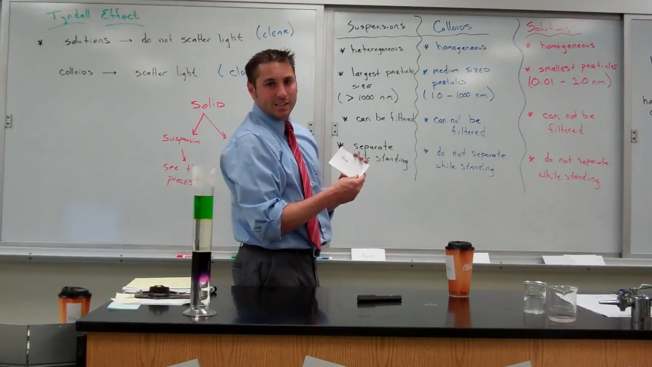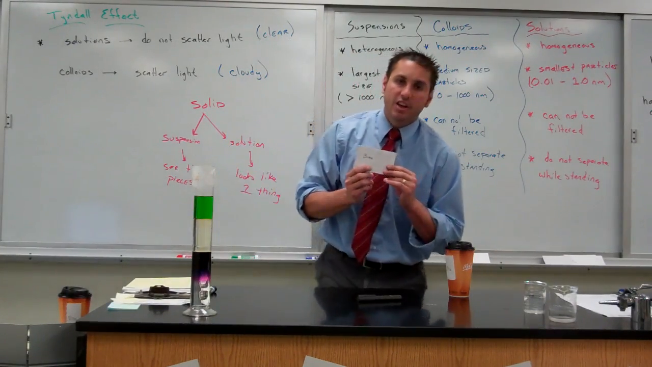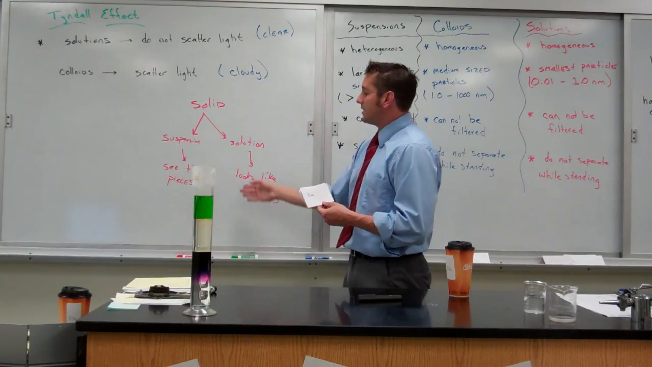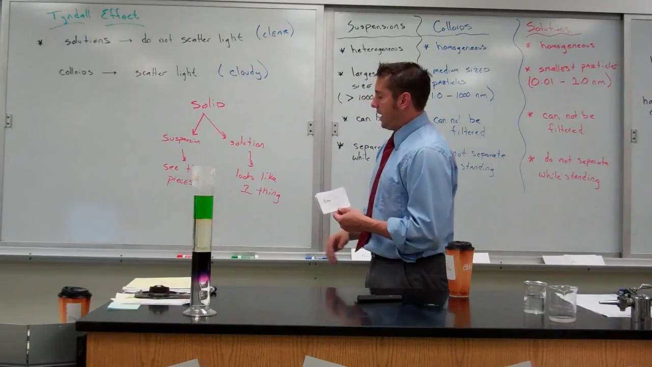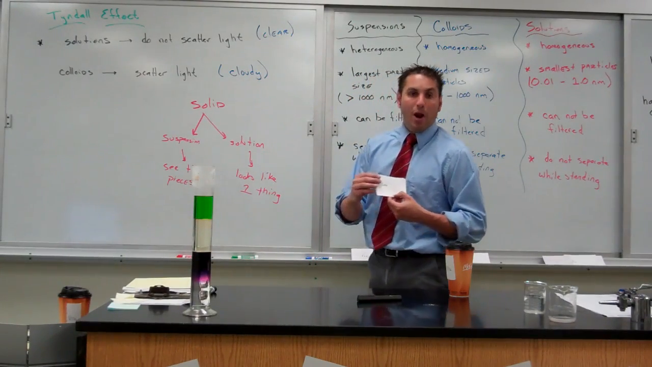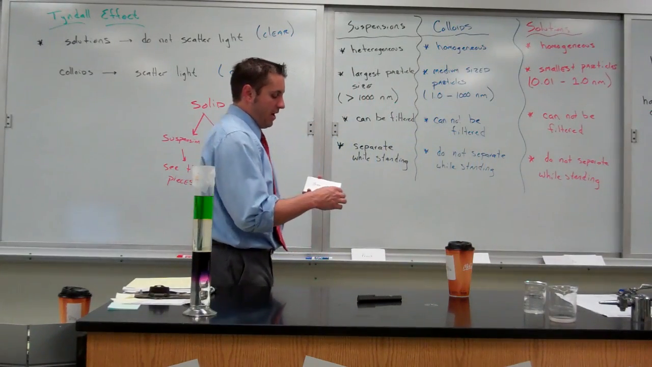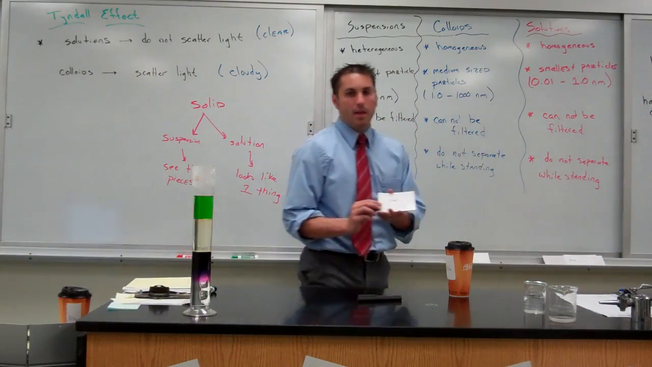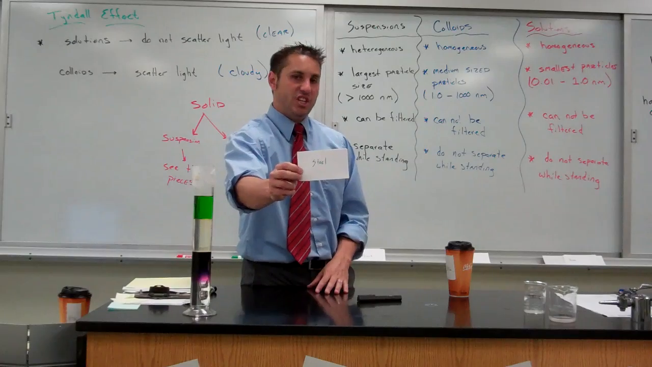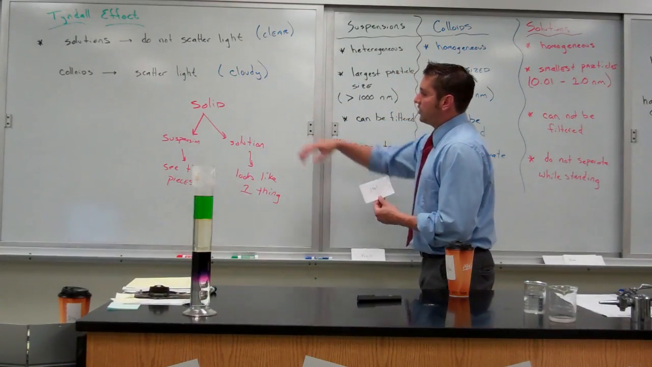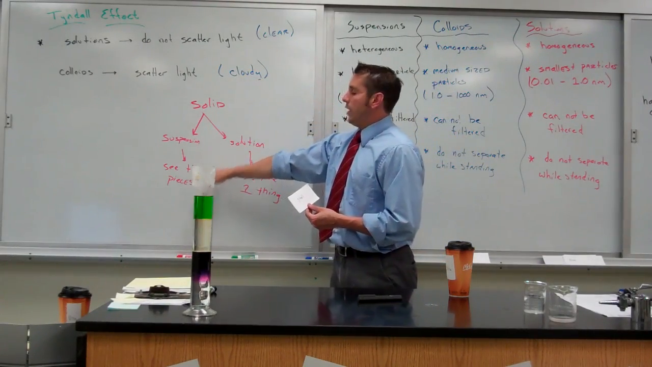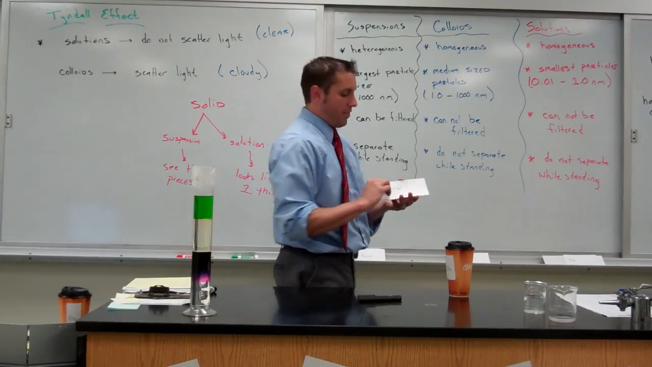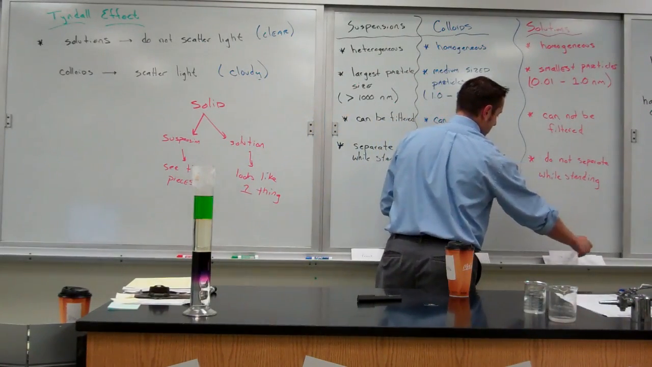Brass. Brass is a solid. So we have to ask ourselves, does brass look like one thing, or can I see the pieces of it? I think brass looks like one thing. Therefore, brass would be a solution. Very similarly, steel. Steel is a solid. Do I see the pieces of it, or does it look like one thing? Steel looks like one thing, therefore it is a solution.